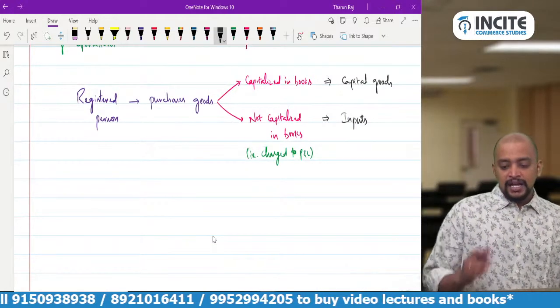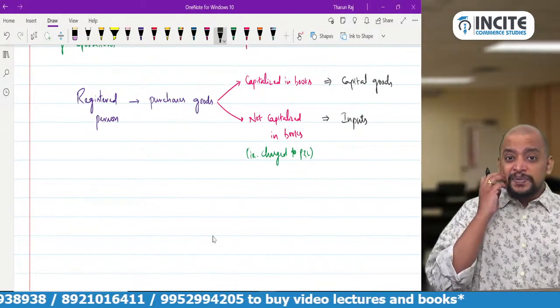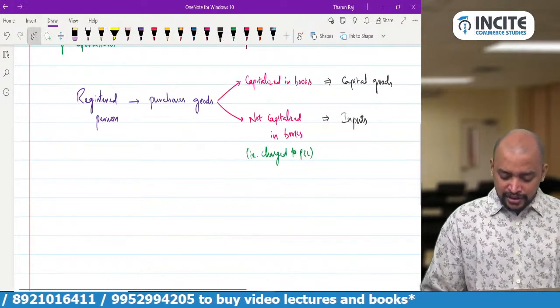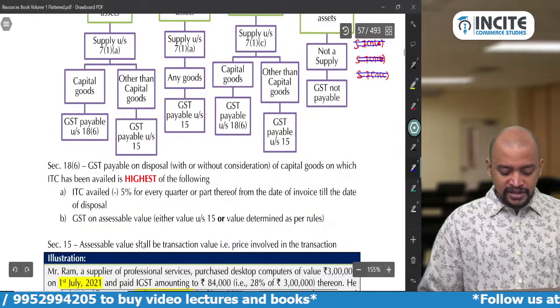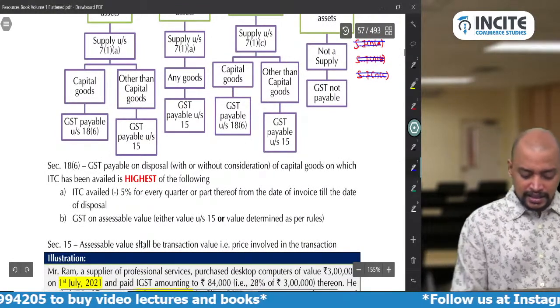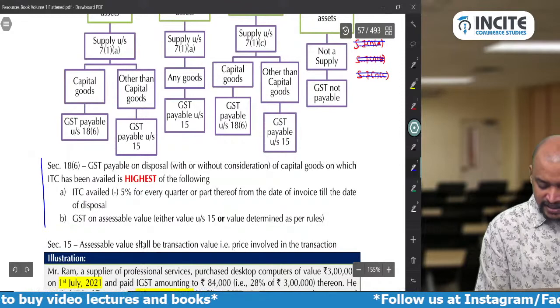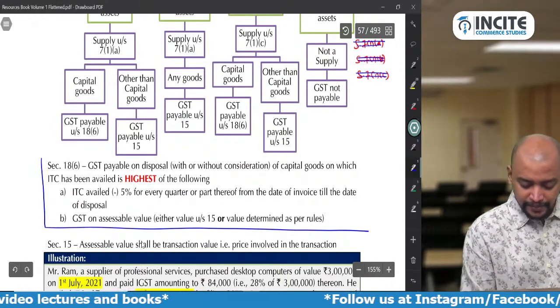Now, 18 subsection 6 has got one provision. You read it first. I have given it below. You read this provision first. This is given in 18 subsection 6. You please read it once.